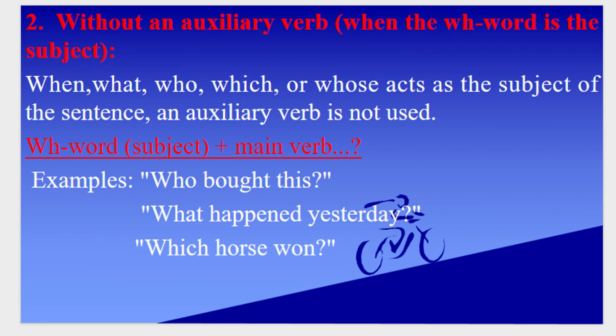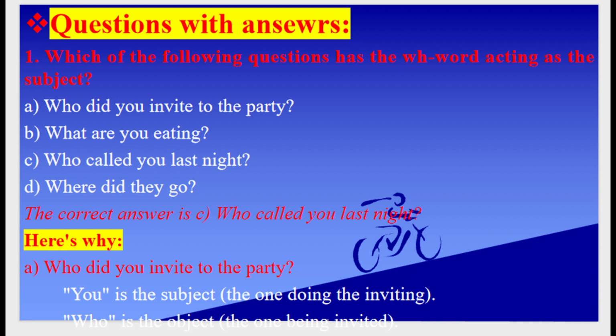Two, without an auxiliary verb when the WH word is the subject. When who, what, which, or whose acts as the subject of the sentence, an auxiliary verb is not used. WH word (subject) plus main verb. Examples: Who bought this? What happened yesterday? Which horse won?